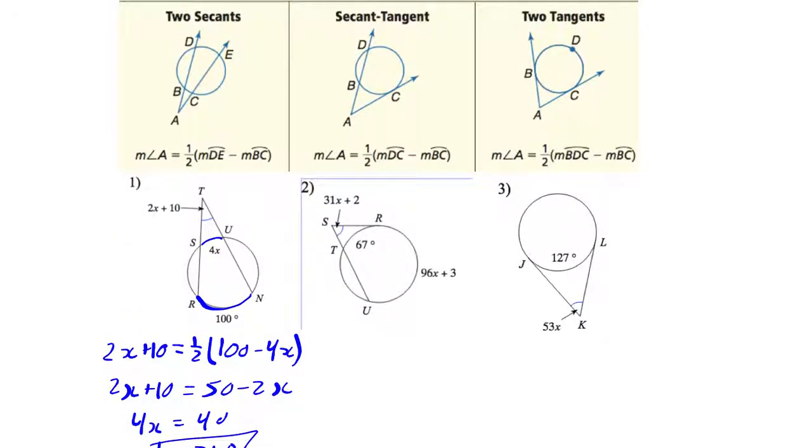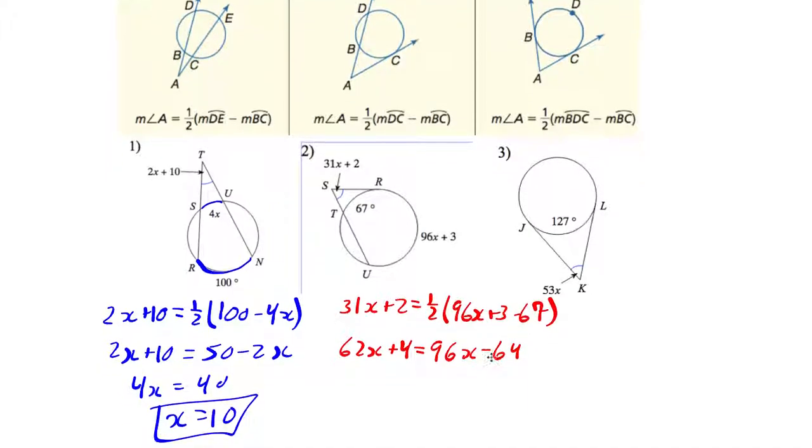For the next problem, I have a secant and a tangent, so it's the same sort of a difference. So that angle, 31x plus 2, is going to be equal to 1/2 of 96x plus 3, so that far arc, minus 67. So cleaning this up, I get 31x. Actually, I'm going to multiply both sides by 2. So I get 62x plus 4 is equal to 96x minus 64.